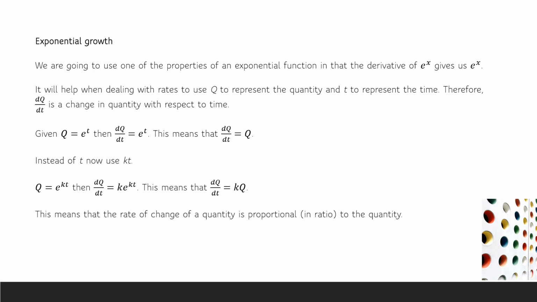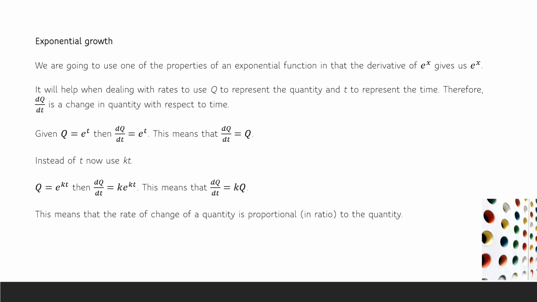So we're going to work with the properties of exponentials, and that is that the derivative of an exponential gives us the exponential itself. And it's going to help when we're dealing with these to represent Q as the quantity and T to represent time. And therefore, dQ/dt is the changing quantity with respect to time, because we're going to be looking at rates. And remember, rate is the derivative where we look at the quantity with respect to time.